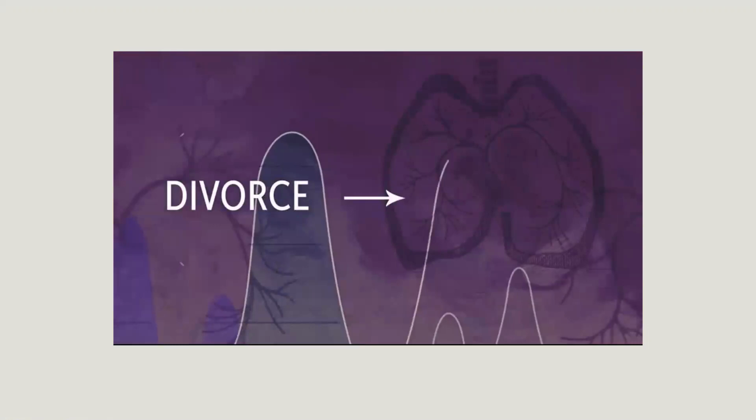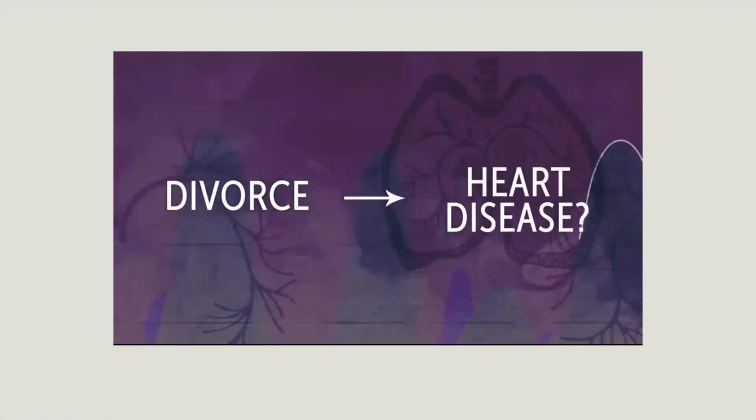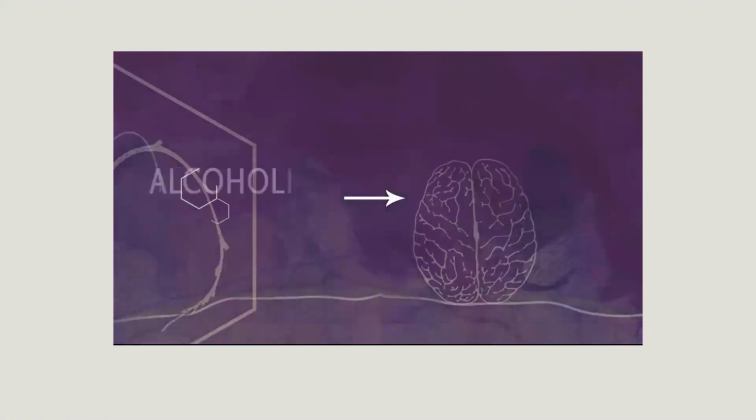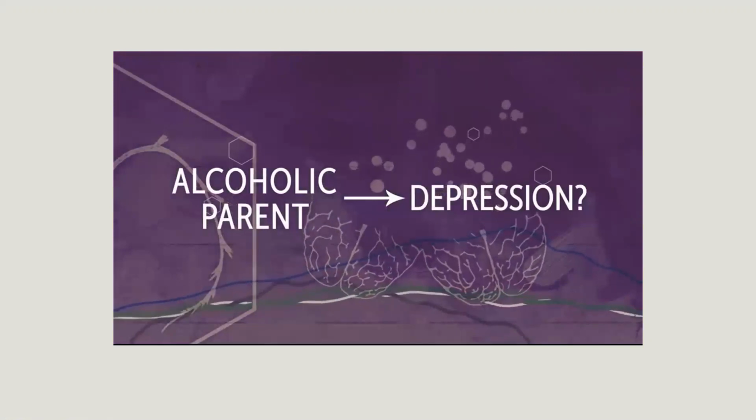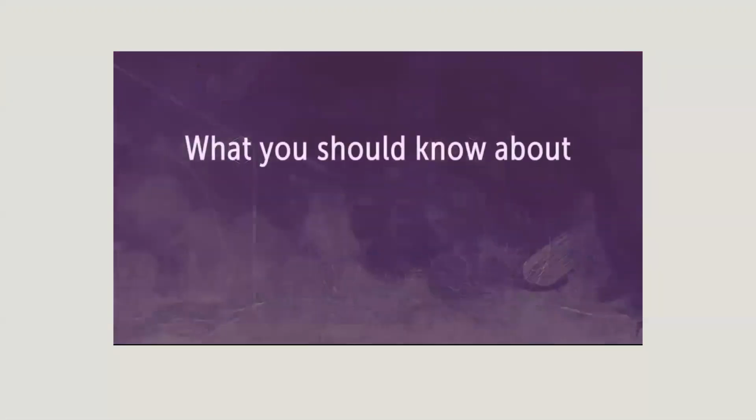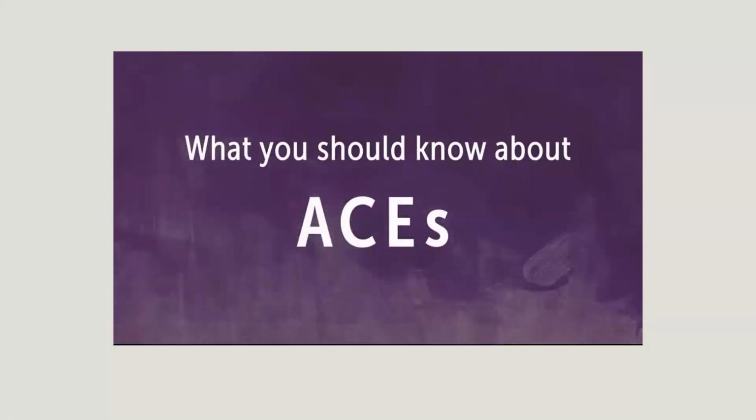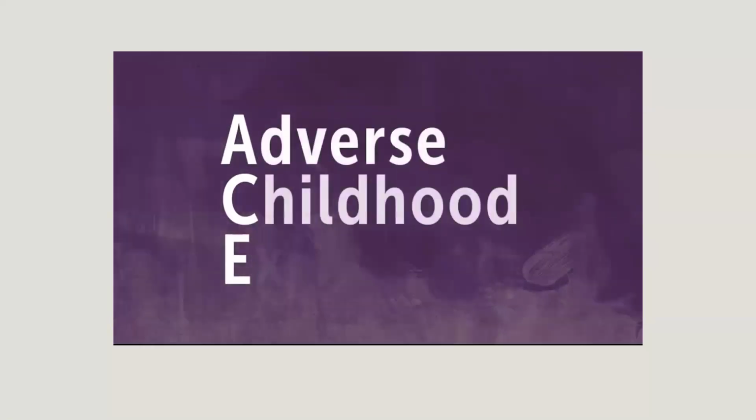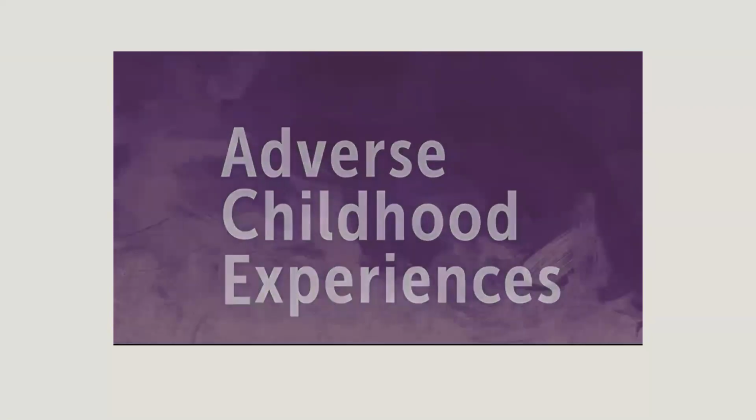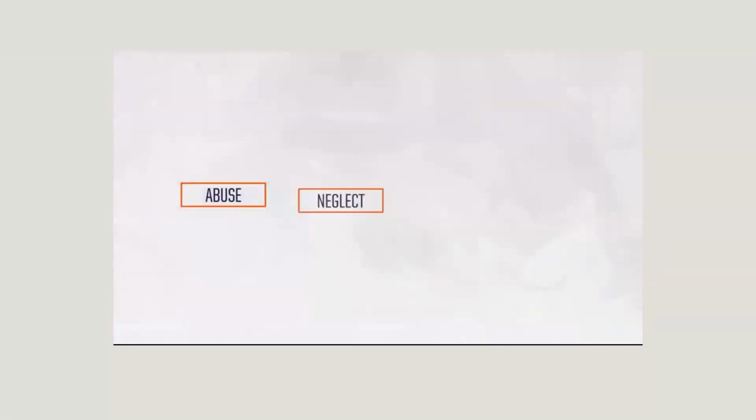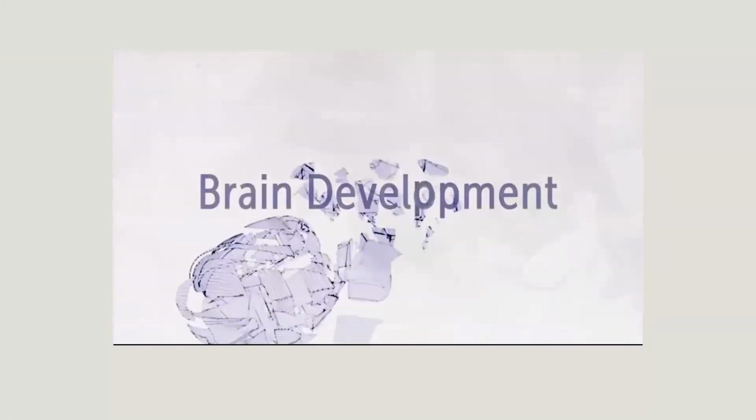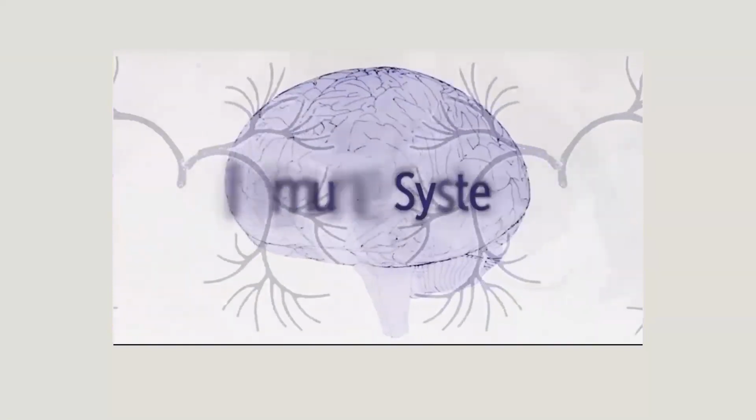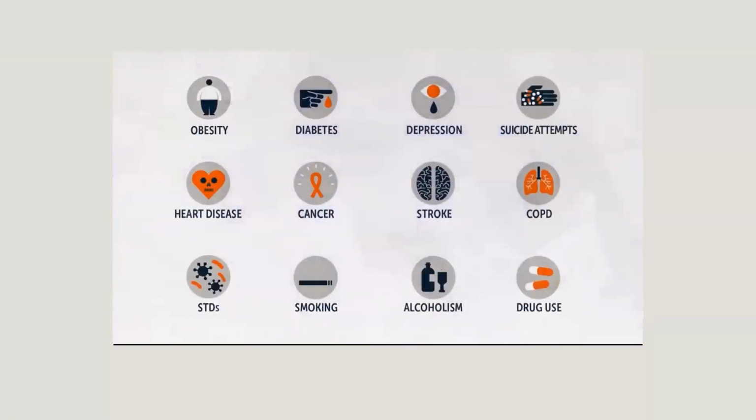What does your parents' divorce have to do with your risk for heart disease? If your mother had a drinking problem when you were growing up, are you more likely to suffer from depression as an adult? Here's what you should know about ACEs. ACEs stand for Adverse Childhood Experiences, extremely stressful events that can happen to a child growing up. Some experiences are so stressful that they can alter brain development, as well as the immune system, increasing the risk of lifelong health and social problems in adulthood.